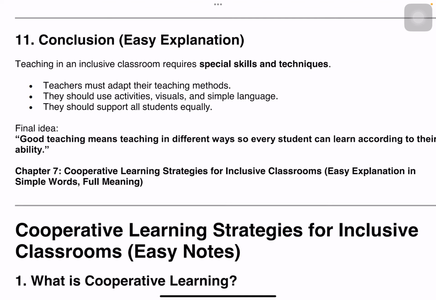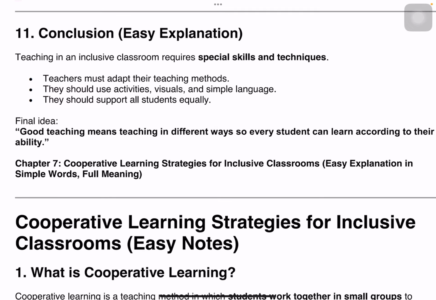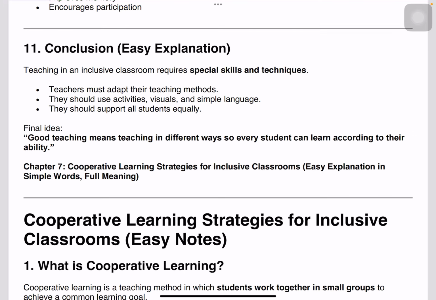Conclusion: teaching in an inclusive classroom requires special skills and techniques. Teachers must adapt their teaching methods. They should use activities, visuals, and simple language. They should support all students equally. Good idea: good teaching means teaching in different ways so every student can learn according to their ability.